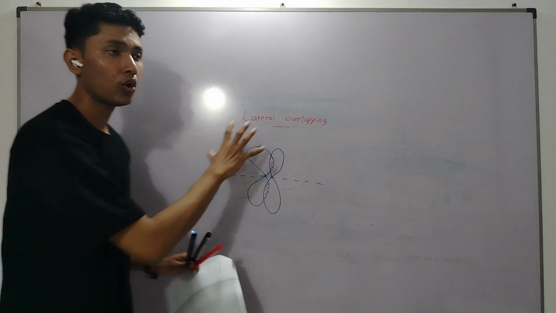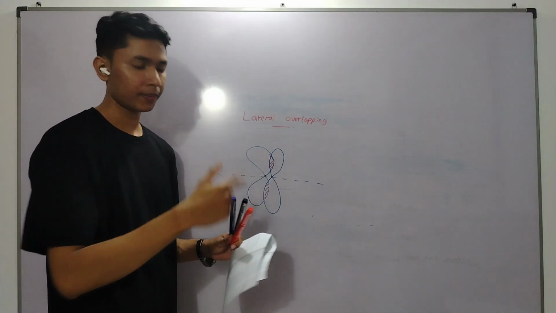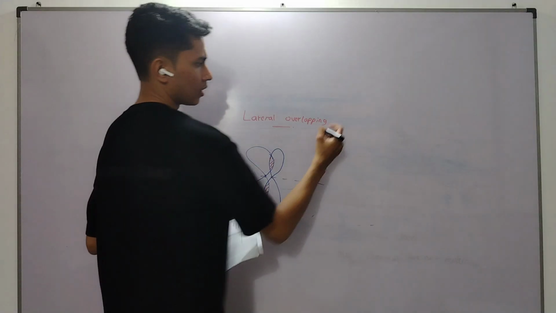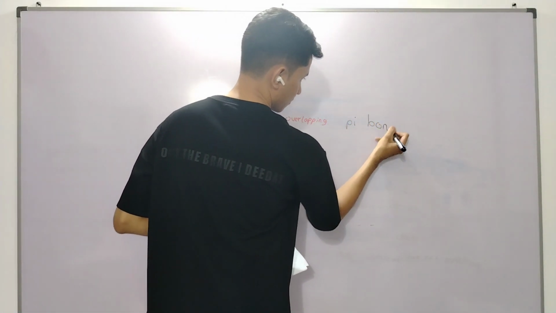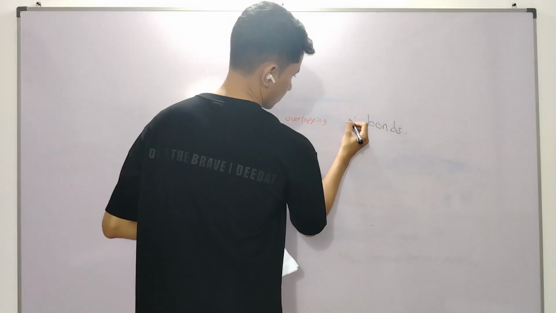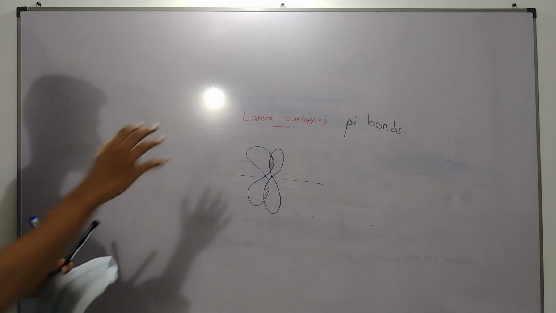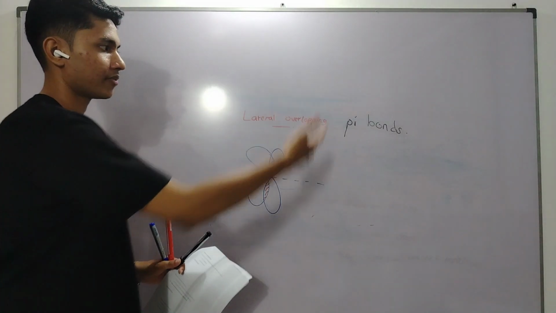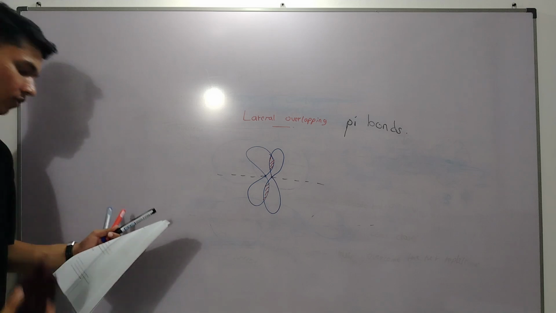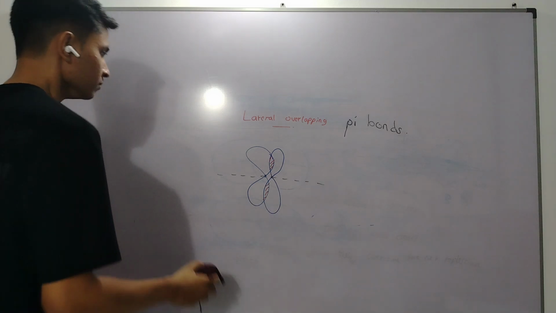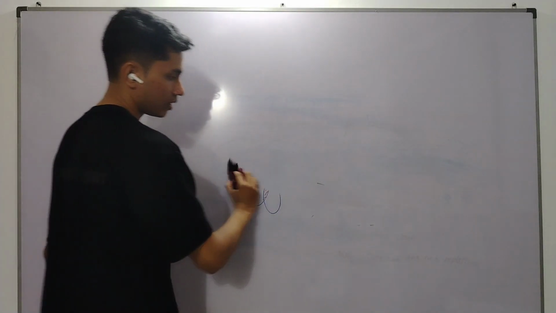For laterally overlapped orbitals, the covalent bonds formed by lateral overlap, we give a name called pi bonds. Pi bonds. Write this down: linear overlapping and lateral overlapping. Pi bonds. It's given in the table as well. Let's move on to the next thing. You can pause the video and write it down if you want.